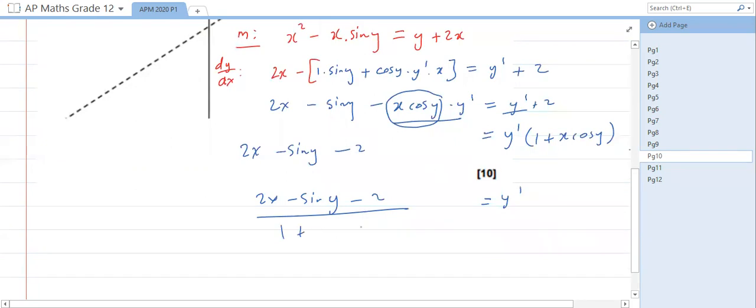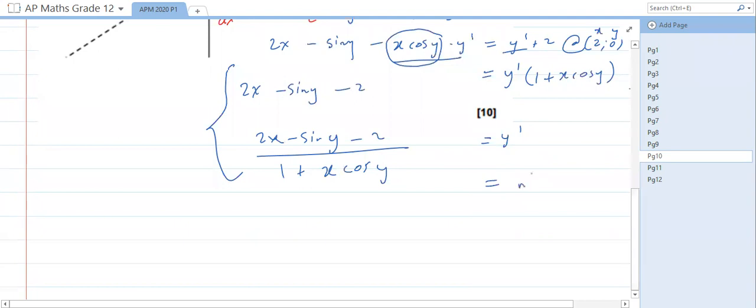over 1 plus x cos y. You don't have to do all these additional steps here. You can just substitute in here. You can just say at (2, 0) to recover y prime. If this is the x value, that's the y value. Or if we have already written it in this neater form, we can find m. Remember, we're substituting at (2, 0): the x value is 2, the y value is 0. We're finding the equation of the tangent at (2, 0).